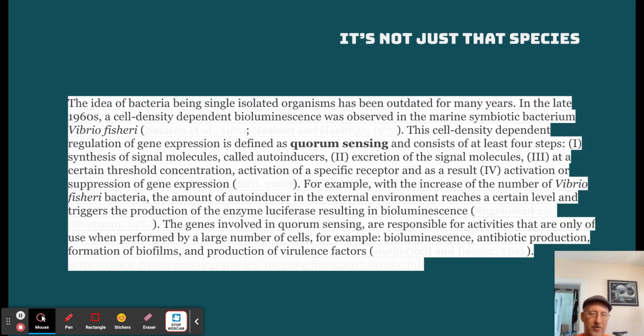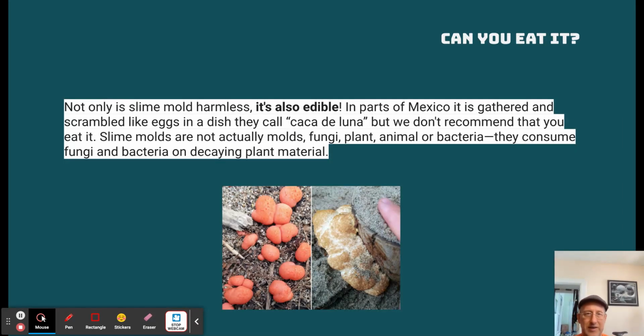So they're not the only species that can do that. Quorum sensing occurs in multiple other species, single cell organisms talking amongst each other. They don't have Twitter. They don't have anything else. They're dealing with each other through some kind of chemical sense that they can all talk to each other. And not only is slime mold harmless, sometimes it can actually be edible. There's a thing called caca de luna, which is funny if you know Spanish, so look that up with your Spanish teacher. But it can actually be eaten as a spore mold, as a slime mold.